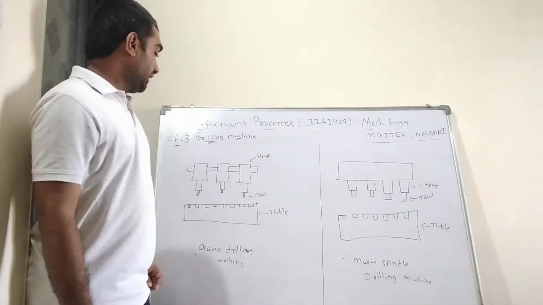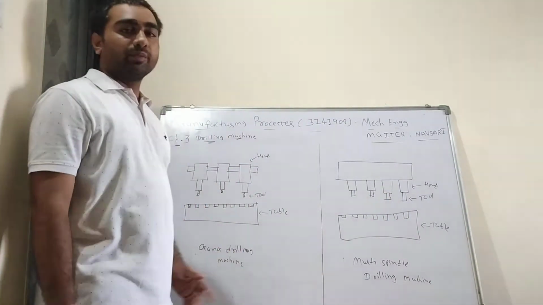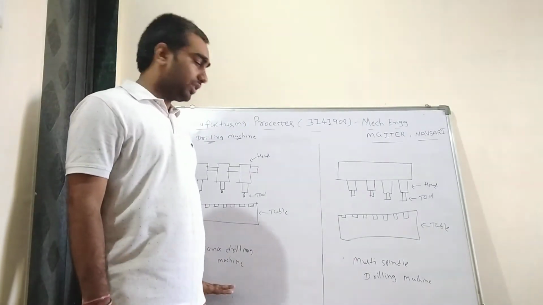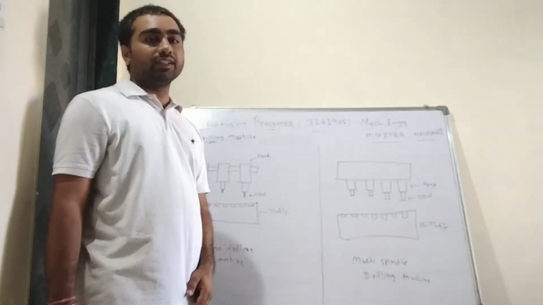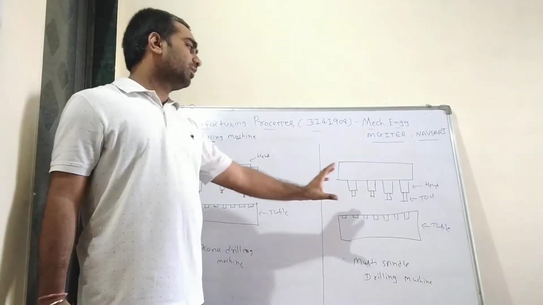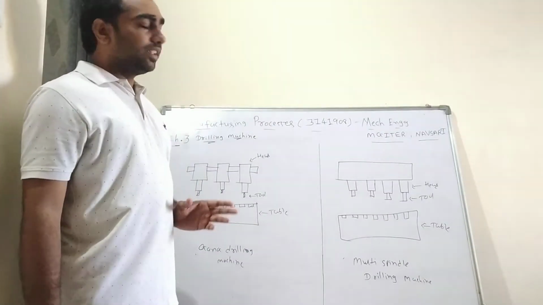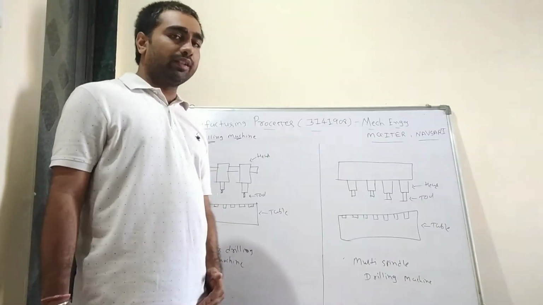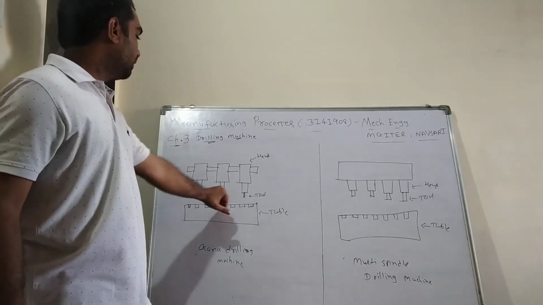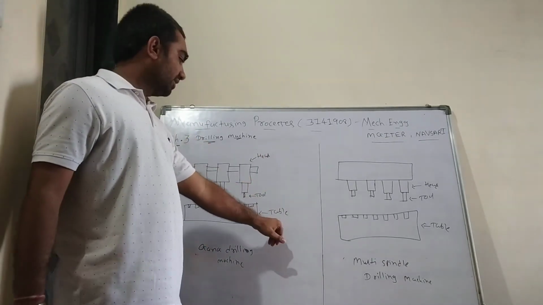Okay, so in the figure there are two different types of drilling machine. The first one is the gang drilling machine and the second one is the multi-spindle drilling machine. Both look the same, but there are major differences between them. In the figure there are the tool and head, and this is the table.